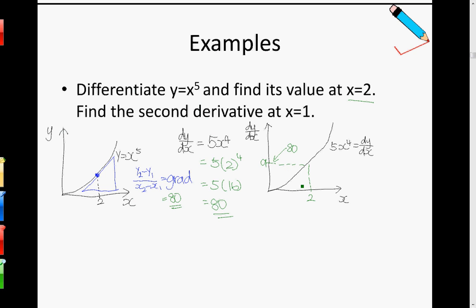The next thing we want to do now is to find the second derivative. To find the second derivative means to find the derivative of the gradient function. And we want to find it at x equals to 1. So what we actually want to find on the graph is this gradient here at 1. So this is the second part of the question.